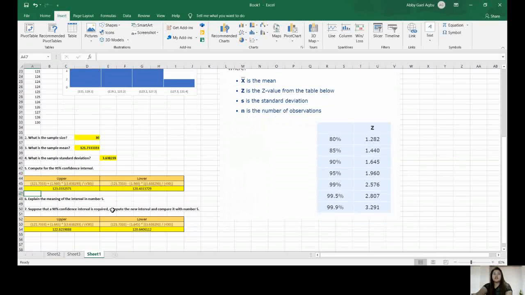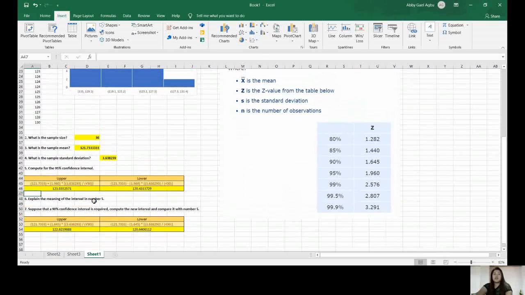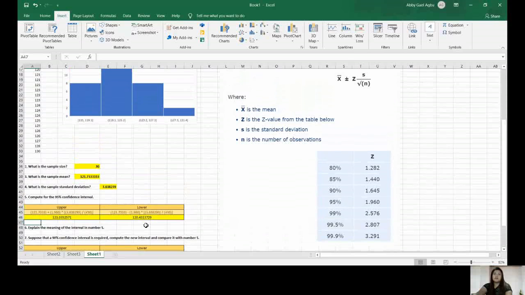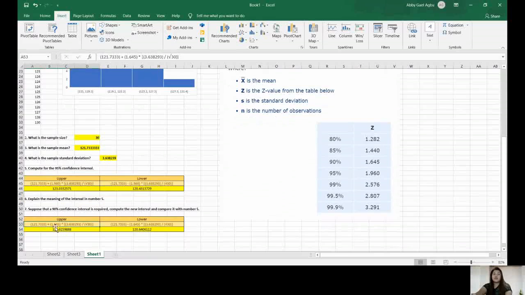Next is, suppose that a 90% confidence interval is required. Compute the new interval and compare it with number 5. Same thing, we just change the value of z here, which for the 90% interval is 1.645. Same thing, 1.645, for the upper we just add, and for the lower we just subtract. So the answers are 122.825 and 120.641.